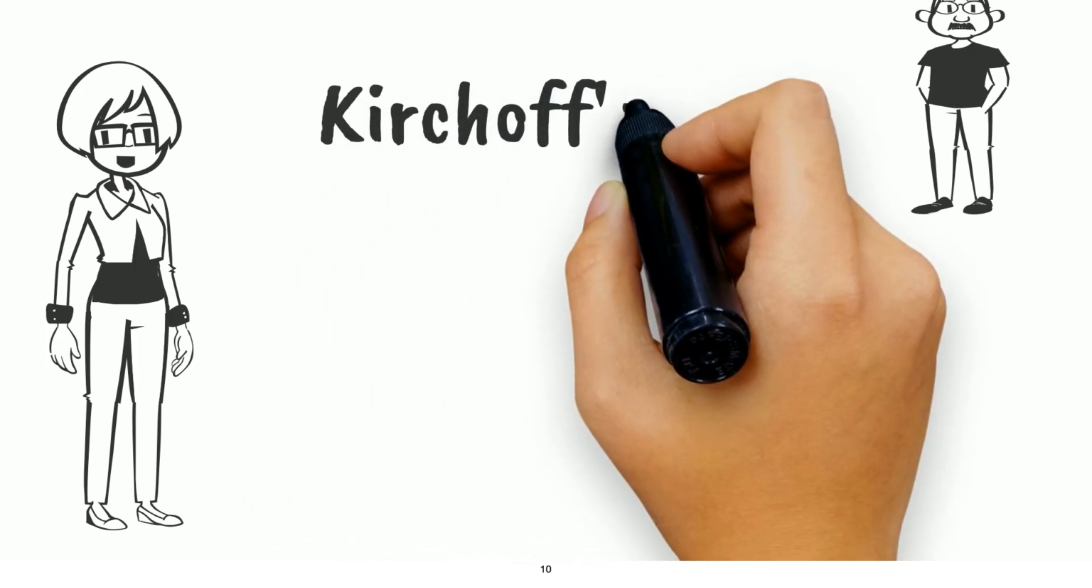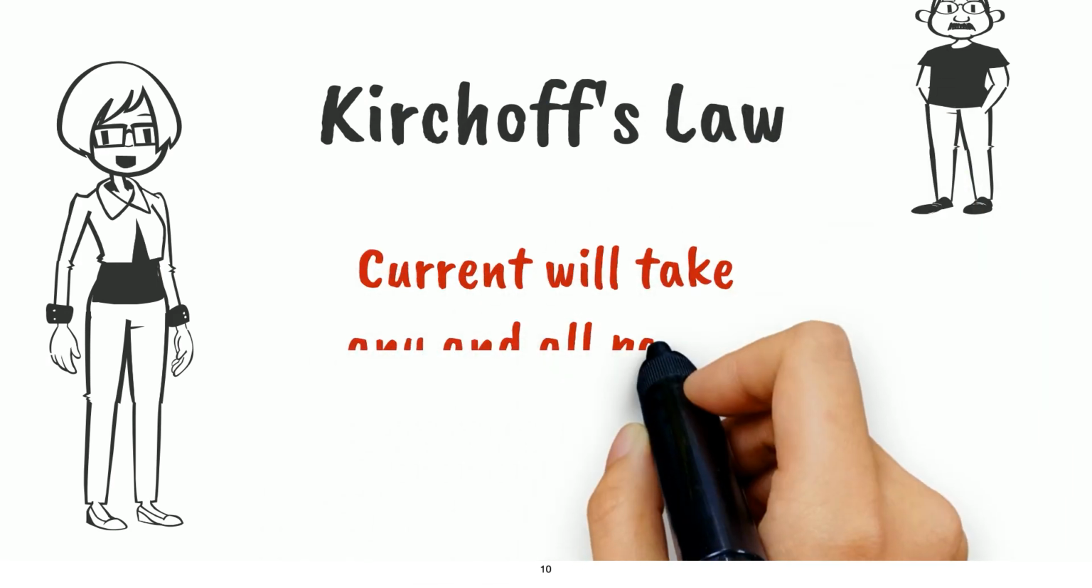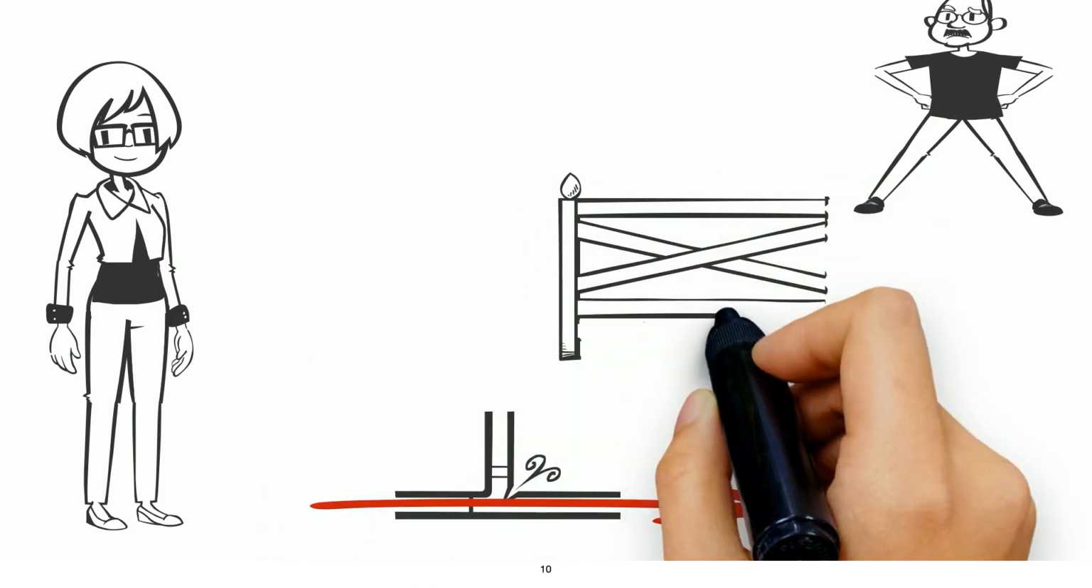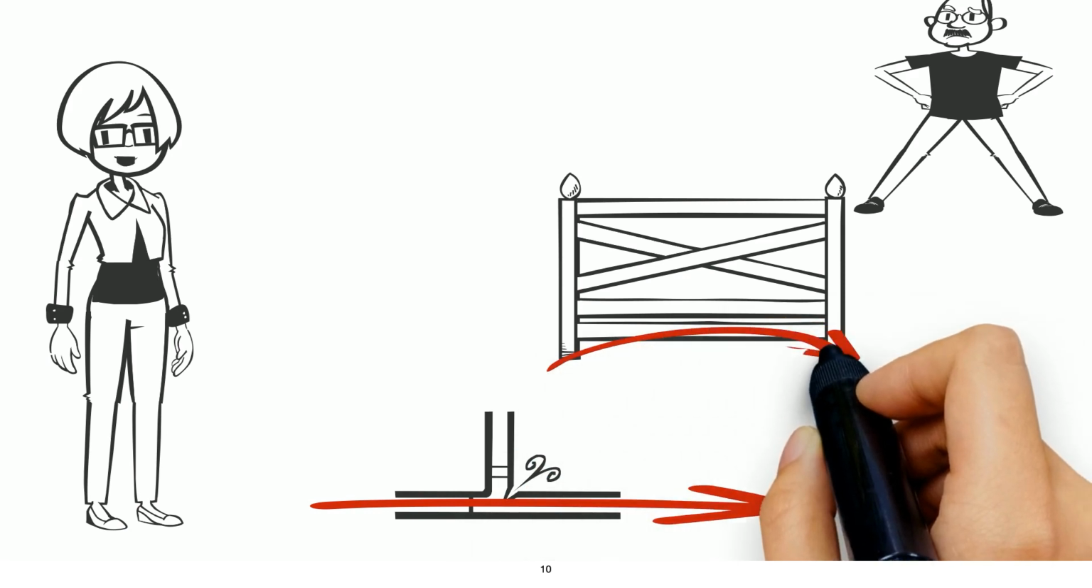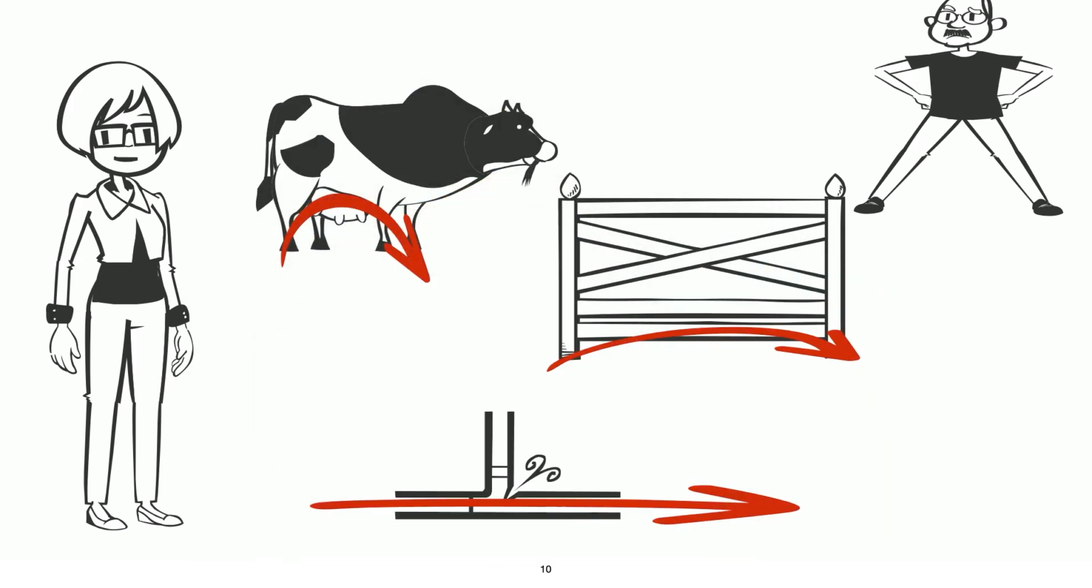The second is Kirchhoff's law. Current will take any and all paths. Current will also flow along a metal fence, wet soil, and through animals and people since we are highly conductive.